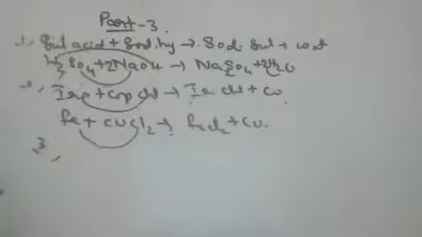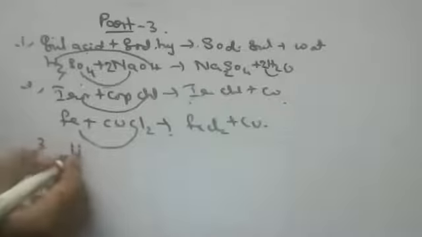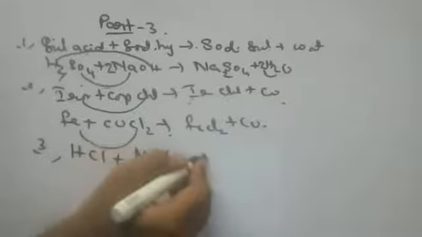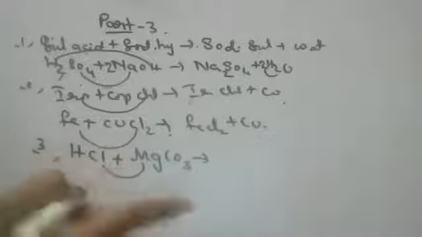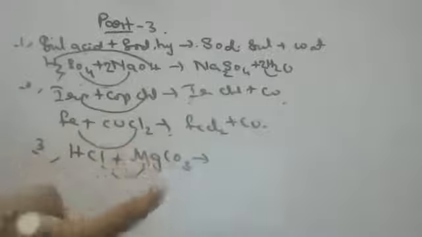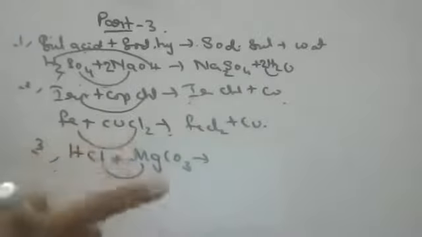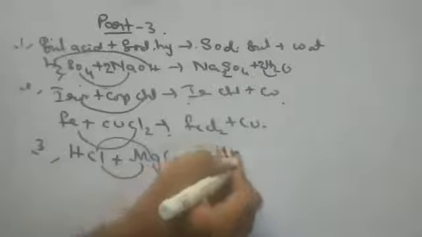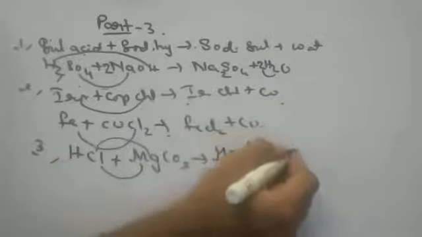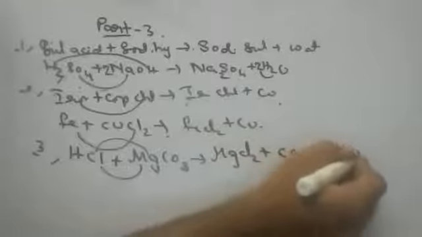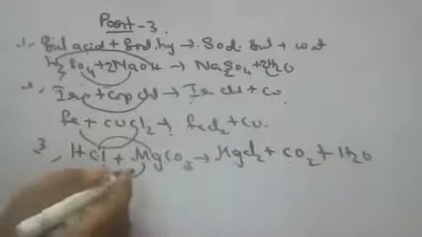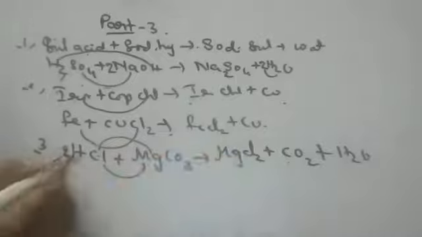Third reaction, hydrochloric acid plus magnesium carbonate. Children, this is carbonate. Carbonate plus acid gives salt, water, carbon dioxide. Always remember, carbonate plus acid gives salt, water, carbon dioxide. So what is the salt? As you expect, magnesium chloride, Mg is plus 2, so MgCl2, carbon dioxide, compulsory, water. So two chlorines are there, put here two children, two hydrogens, everything is balanced.